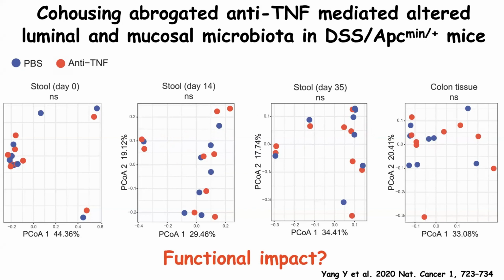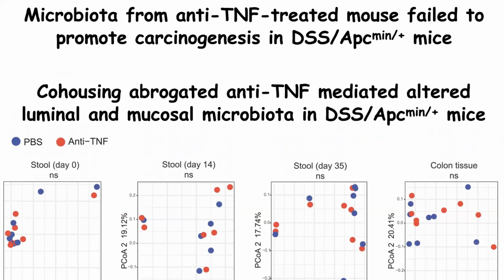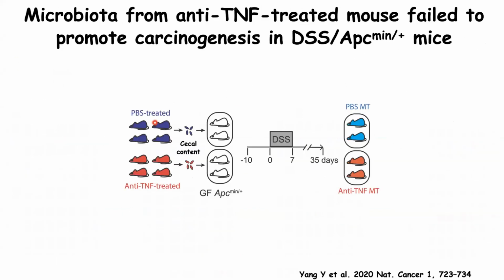But the real test would be to take the microbes of a mouse that is treated with anti-TNF and put them in a new mouse that has never received treatment. And that's what we did here. We took fecal content from PBS-treated or anti-TNF-treated mice and put it in a new cohort. These mice never saw the treatment. These mice are just receiving microbiome from a different cohort. And we did the same thing, so it's an Apc-min mouse exposed to DSS.